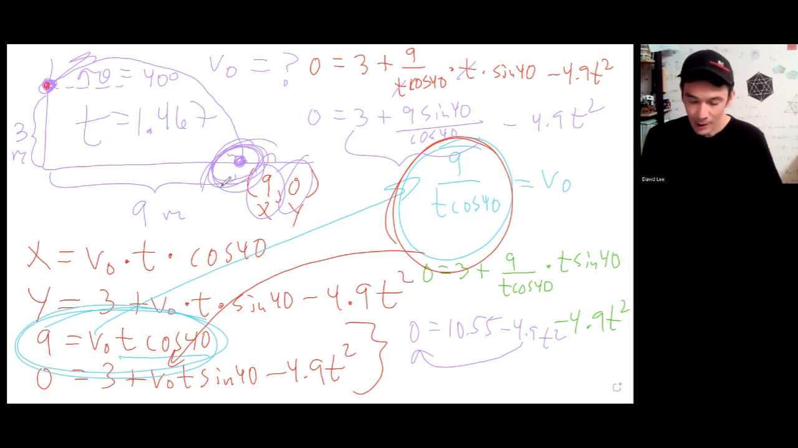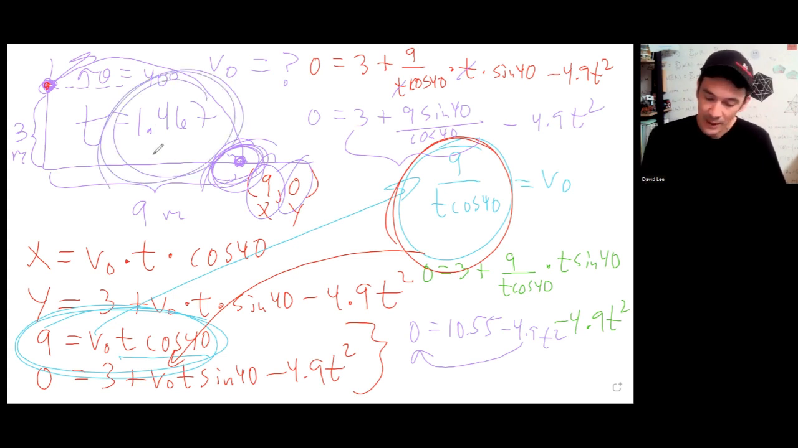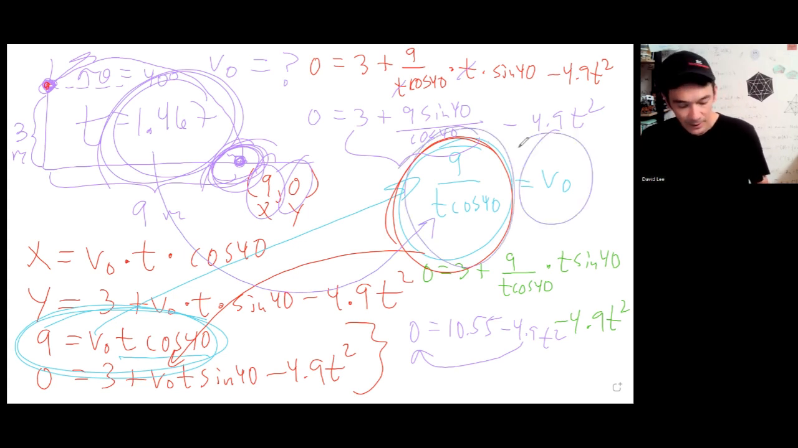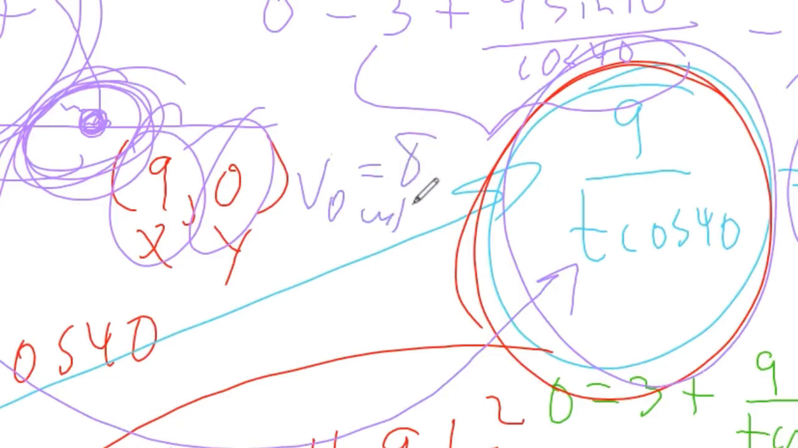How the heck does that help us? That helps us get the final answer right now, because you can take 1.467, plug it in right there, turn that whole thing into a decimal, and that gives you the initial velocity. So let's go 9 divided by 1.467 times the cosine of 40. So for my problem here, my made-up example, my initial velocity would be about 8 meters per second.